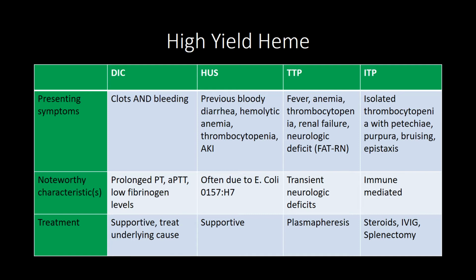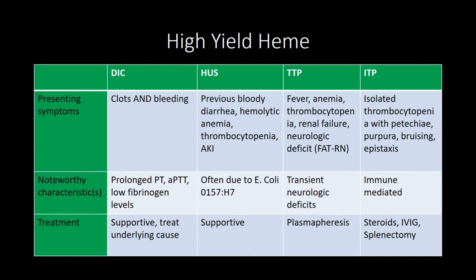Hemolytic uremic syndrome, or HUS, often presents with bloody diarrhea with either a foodborne illness. Often the origin is E. coli 0157H7 or from some sort of contaminated water source. 5 to 10 days later, the patient may develop HUS. The triad of hemolytic anemia, thrombocytopenia, and AKI is the classic signs you'll see, and the treatment is supportive.